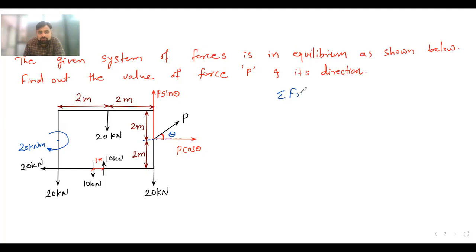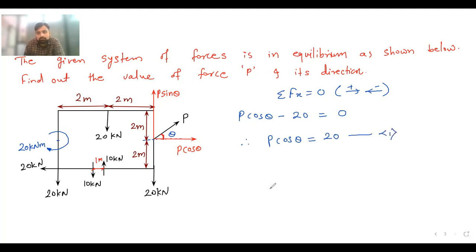Summation fx equal to 0 if I apply. Now sign conventions are known to us. If it is moving towards right positive, moving towards left negative. So I will apply over here. So p cos theta minus 20 is equal to 0. So therefore p cos theta is equal to 20. This is my equation number 1.